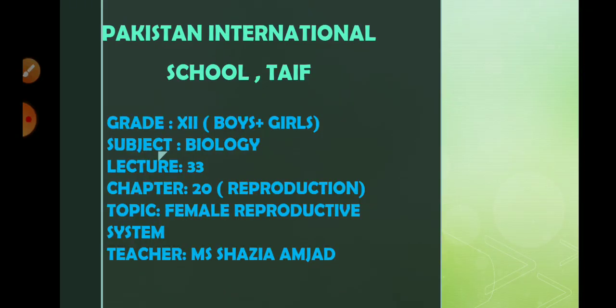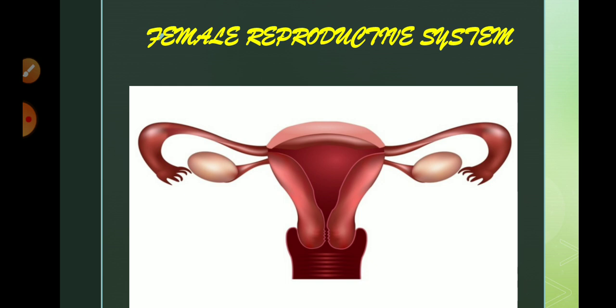2020. And as you know, this is biology class for grade second year. And in this lecture, we will continue chapter number 20, that is about reproduction. Before, we have completed the male reproductive system; today we will see the female reproductive system in detail.